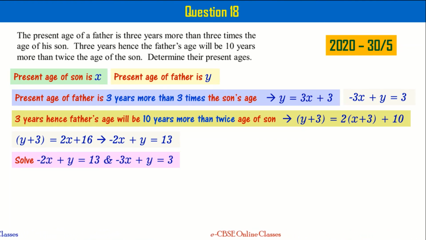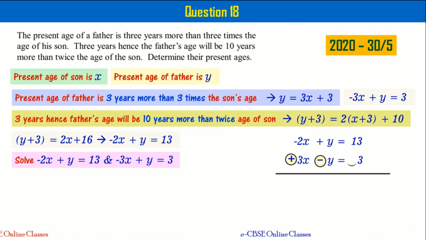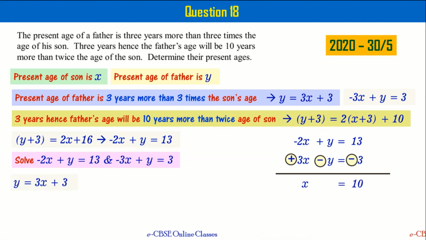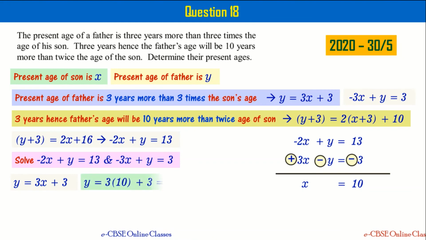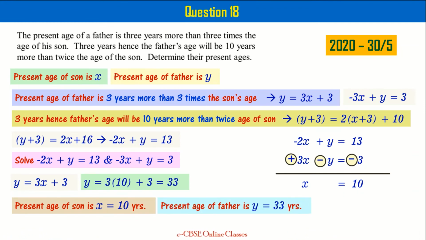We have to now solve these two equations, that is minus 2x plus y equal to 13 and minus 3x plus y equal to 3. When you solve this, what you get is x equal to 10. Substitute x equal to 10 into one of the equations such that you get y equal to 33. It means the present age of son is 10 years and the present age of father is 33 years. This is what we are asked to find, right?